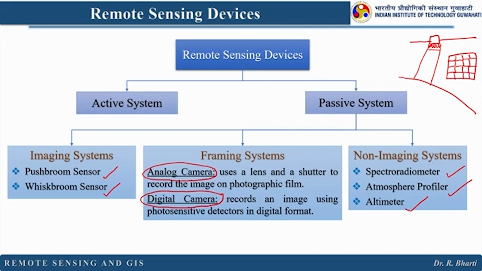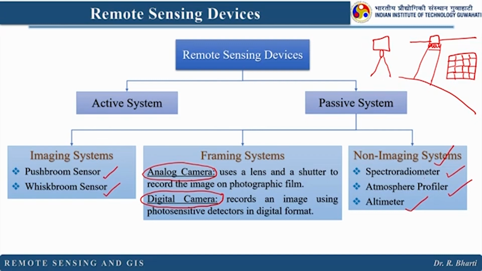But in case of non-imaging system, part of this sensor has been designed to use in the ground. So what happens here, you have a sensor and here you can see only one particular area at a time. So what will be the output? You will have values, right.